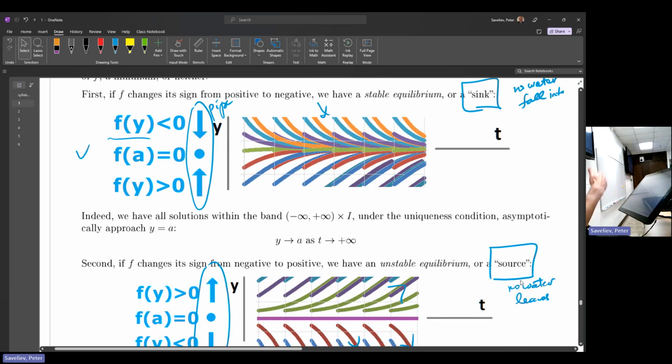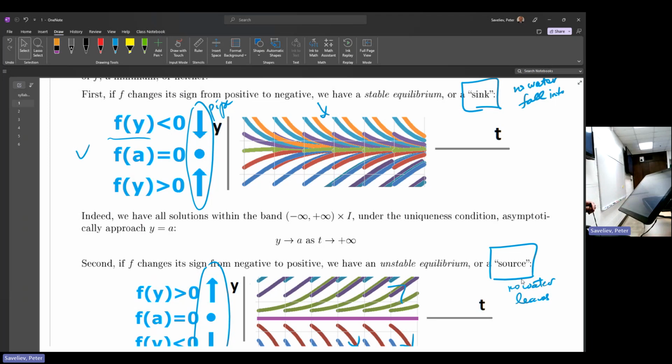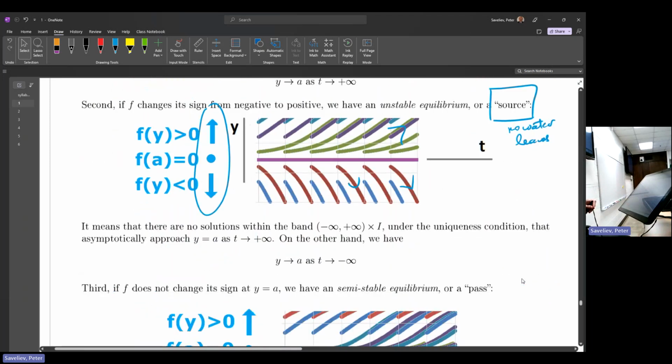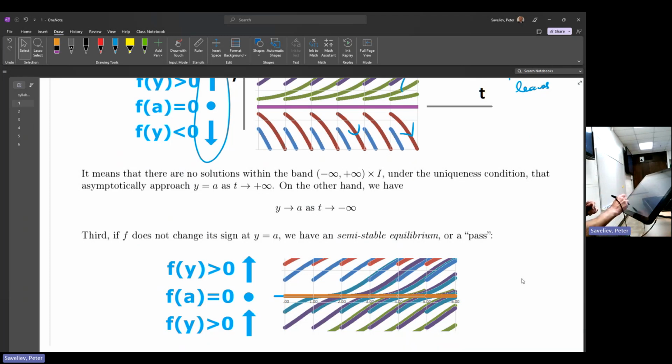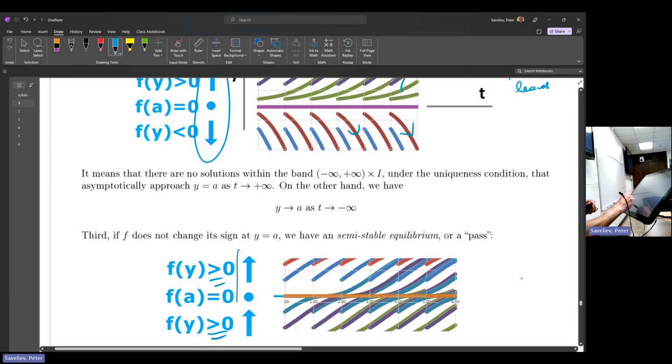And then the third possibility. As you can see, the sign changes. From positive to negative, or negative to positive, then we respectively have sink and source. And then the third possibility is when they have the same sign on both sides, either both positive or both negative. Like this, positive, positive. Then, as you can see, the behavior on the left and the right is the same, or rather below and above that point is the same.